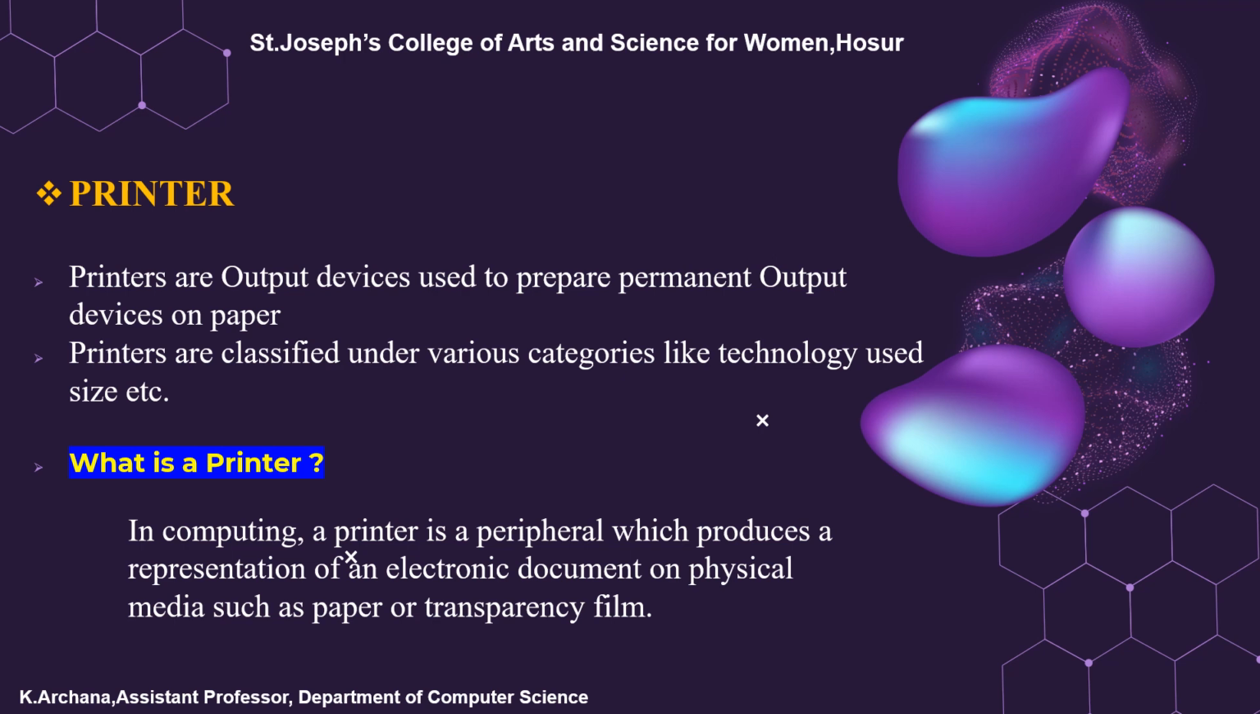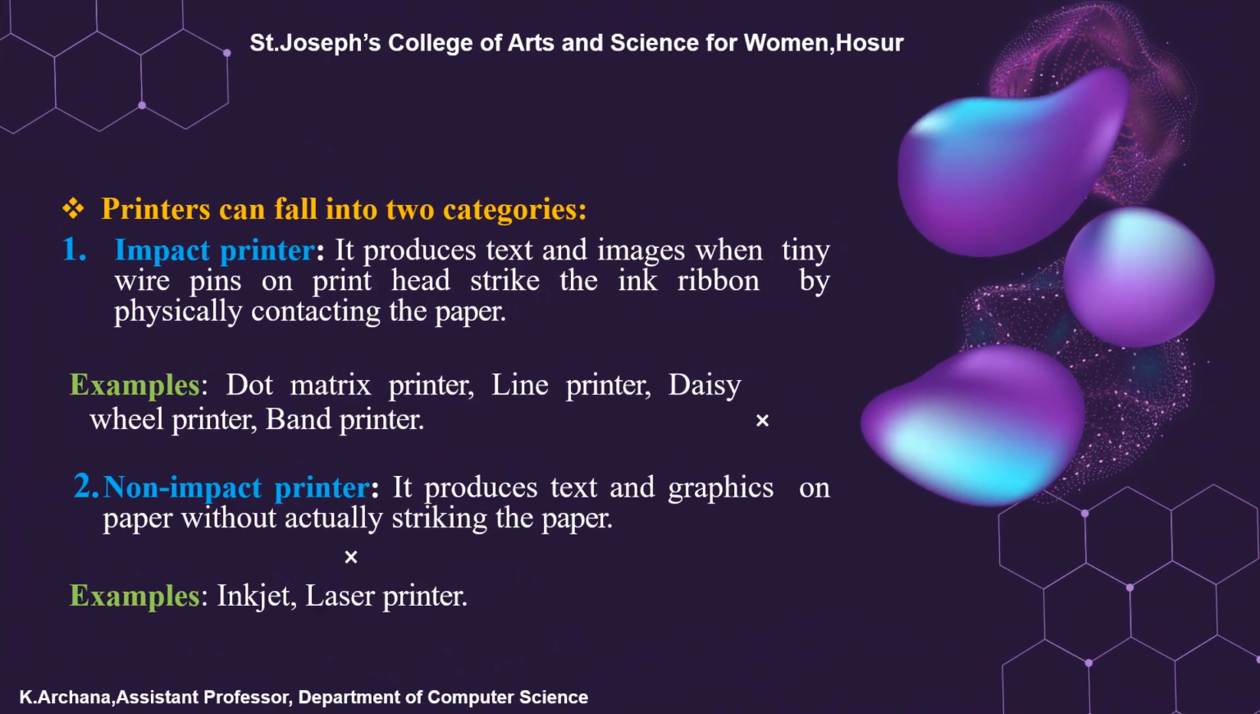What is a printer? In computing, a printer is a peripheral which produces a representation of an electronic document on physical media such as paper or transparency film. Next, printers can fall into two categories. First one is the impact printer. Second one is the non-impact printer.